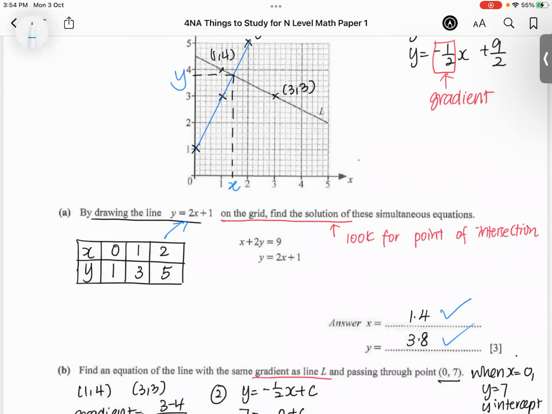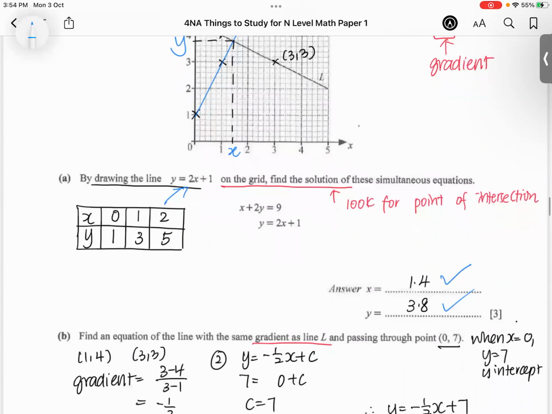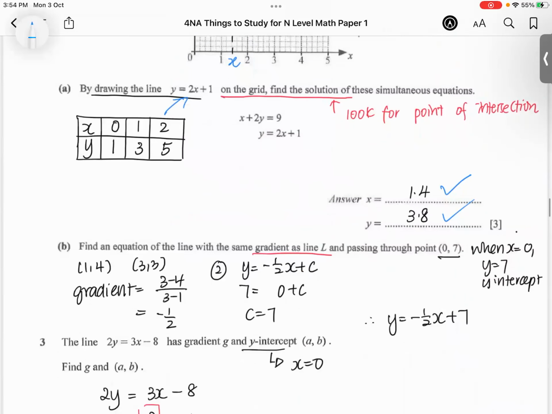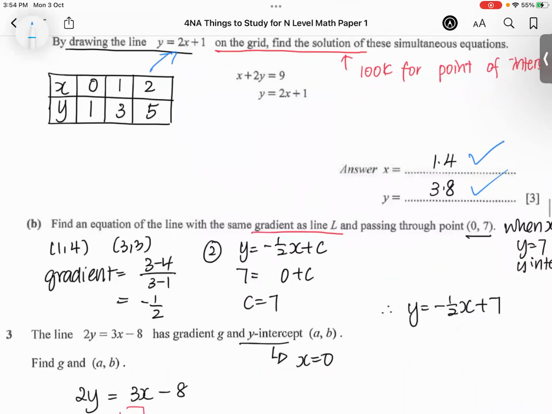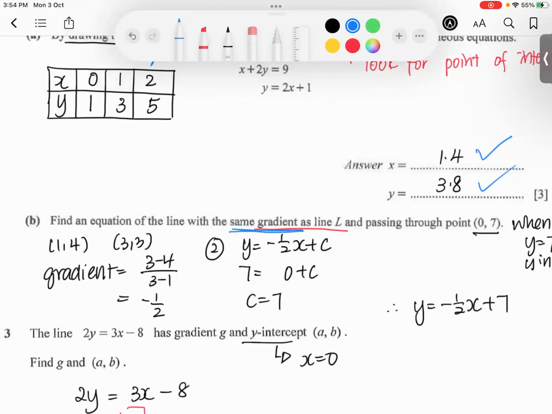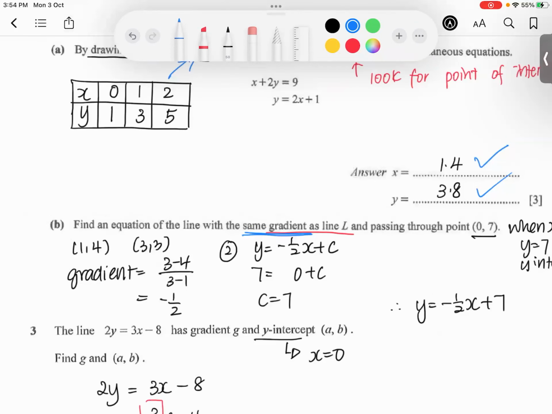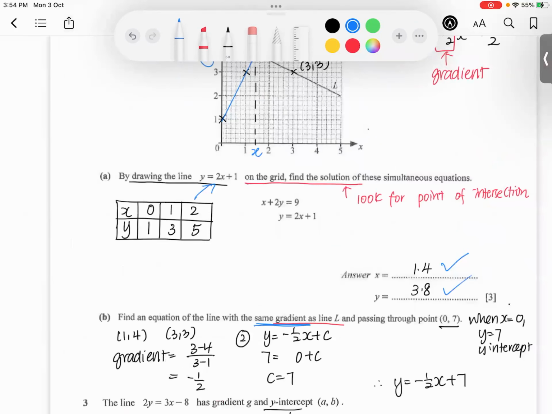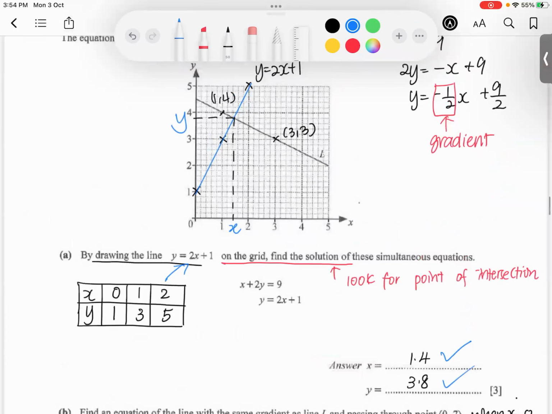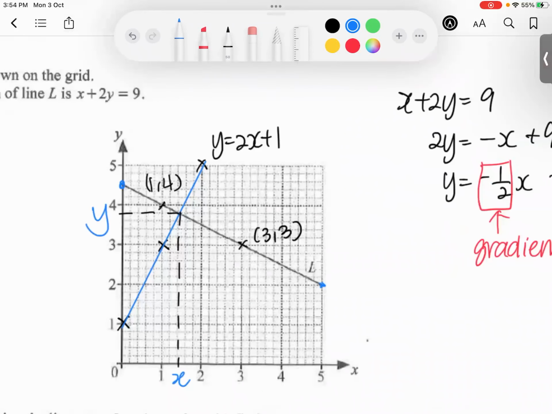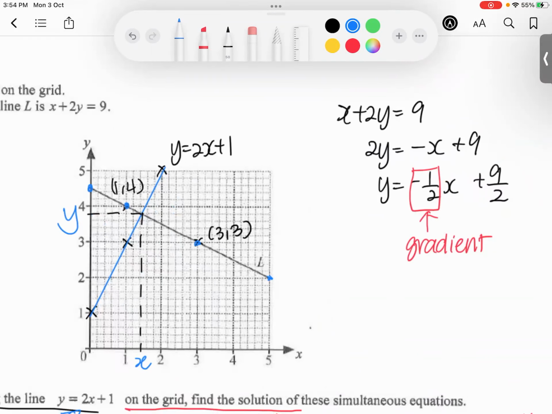Next part, the question says the equation of the line has the same gradient. So we were saying same gradient means parallel line. So I find the gradient for line L, this line that was given to me. So choose 2 points along this line. I chose 1, 4 and 3, 3, easier. Alternatively, if you know y equals mx plus c, you can rearrange it and get the gradient. If not, I'll just mark 2 points and get my gradient.